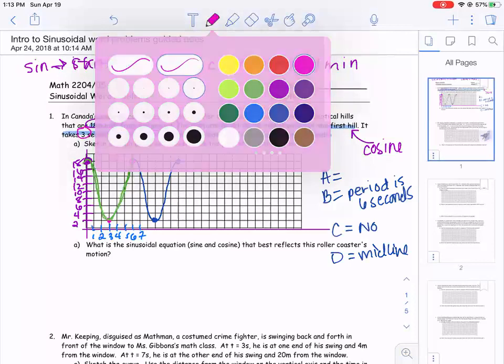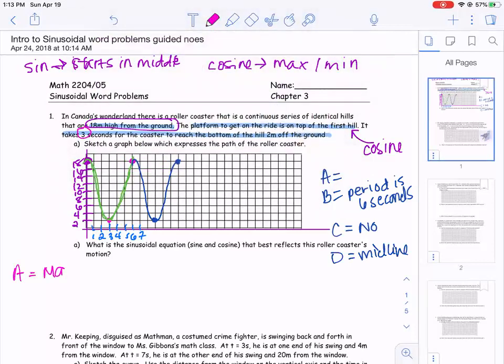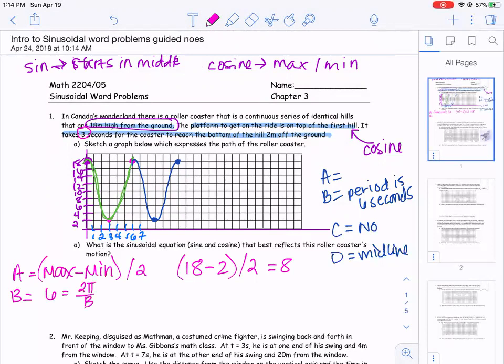Okay, so to find A, it's your maximum minus your minimum divided by 2. So our maximum is 18 minus our minimum, which is 2, divided by 2. 18 minus 2 is 16. 16 divided by 2 is 8. Okay, and then B: the period equals 2 pi over B, and our period was 6. So if I solve for B, I get pi over 3.